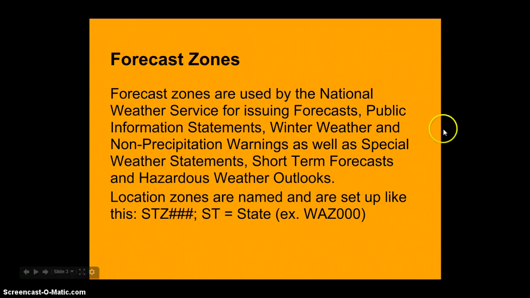Forecast zones are used by the National Weather Service for issuing forecasts, public information statements, winter weather and non-precipitation warnings, as well as special weather statements, short-term forecasts, and hazardous weather outlooks. Location zones are named and are set up like this: state abbreviation, then Z for zone, and the 3-digit number. These numbers are not in alphabetical order, and they are not by counties. They usually will split counties in half until you go up to the East Coast, where forecast zones and counties are mostly the exact same.